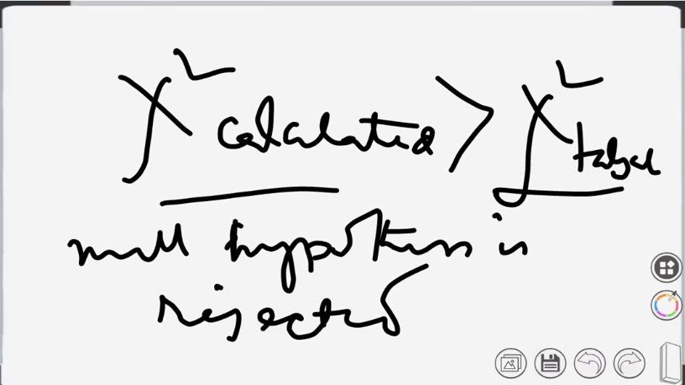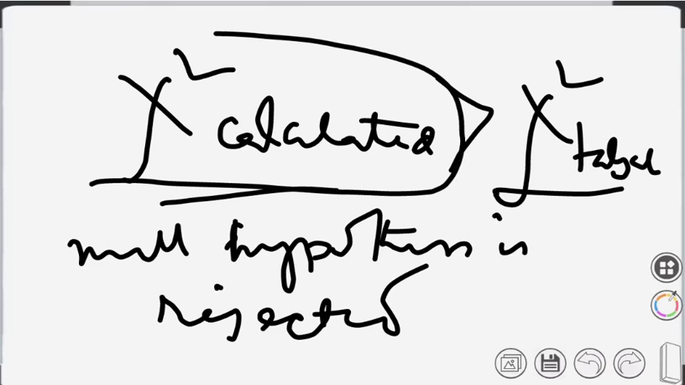Null hypothesis is rejected because chi-square calculated is greater than chi-square tabulated, which means it will fall in the critical region, and thus the null hypothesis will be rejected and the alternate hypothesis will be accepted. Okay, so that is the process of using chi-square distribution as a goodness of fit. So let's solve this problem, the problem that I have already given.